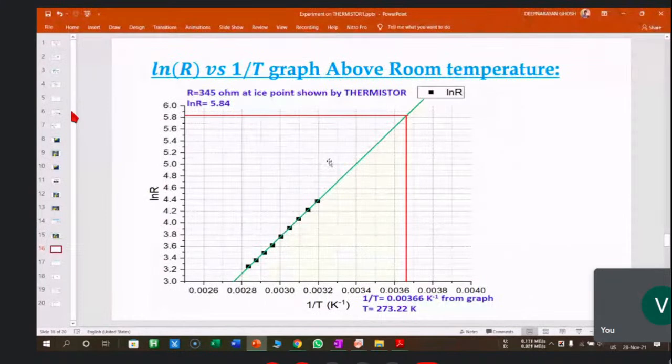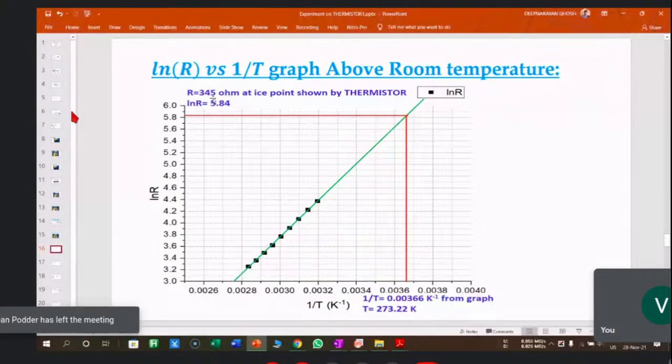If I draw the graph, I have drawn this graph with Origin software. You can draw it on graph paper also. I have taken data between 40 degrees and 80 degrees centigrade, and I have verified that at the ice bath, the resistance I got was 345 ohm. If I convert it into ln R, I get 5.84, and after plotting on this graph, I got the most accurate data.